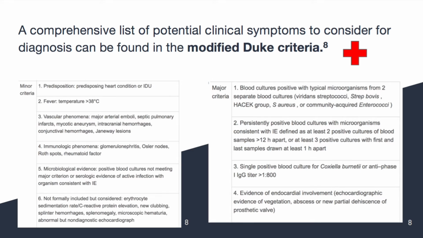The two lists we have on this next page are a part of what is called the Modified Duke criteria, and this is used by people in a medical setting essentially as a checklist to identify those main initial symptoms, and once they get a blood culture, to know what to look for.